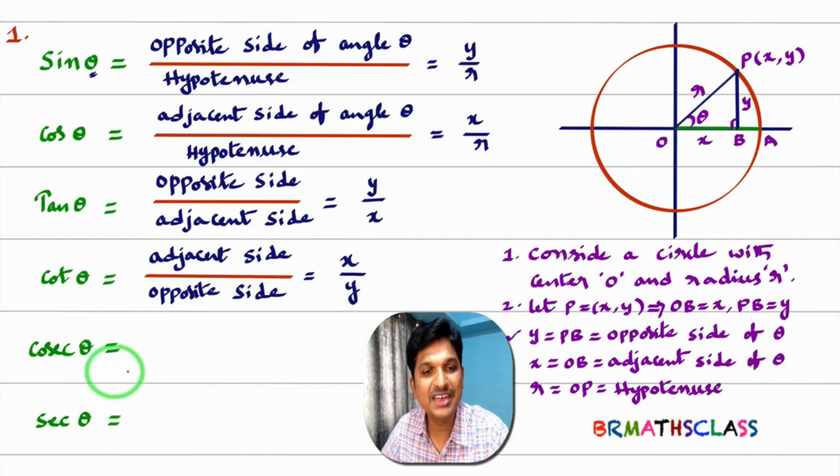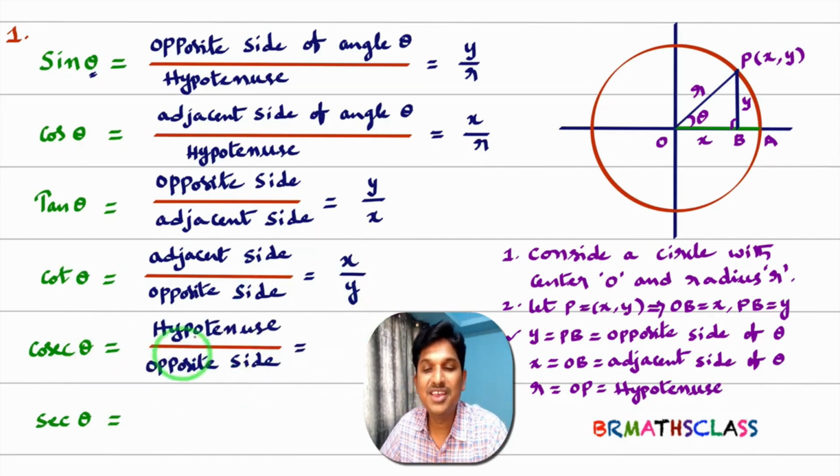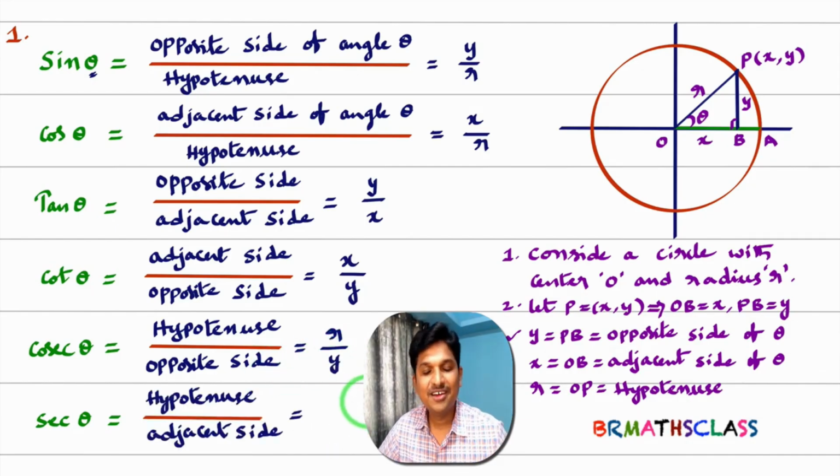Cosecant theta. Cosec theta is the reciprocal of sin theta. So cosecant theta is defined as hypotenuse by opposite side. What is the hypotenuse? Hypotenuse is r divided by opposite side. What is the opposite side? Opposite side is y. Secant theta is defined as hypotenuse by adjacent side. Hypotenuse is r divided by adjacent side x.